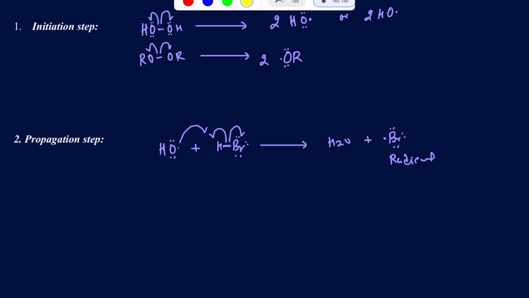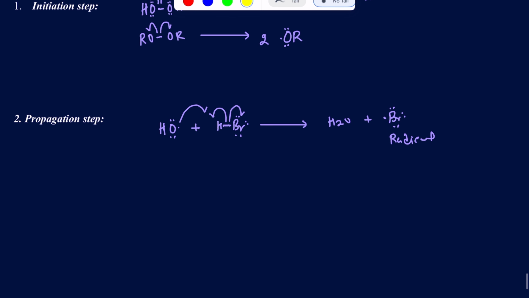If I was using ROOR, or the OR radical here instead of the HO, then I would be making an alcohol instead of the water. So the method would still be the same. Here I would have an RO radical, and here I would make an alcohol at the end of the day. So this is one of the propagation steps. You can have multiple propagations.